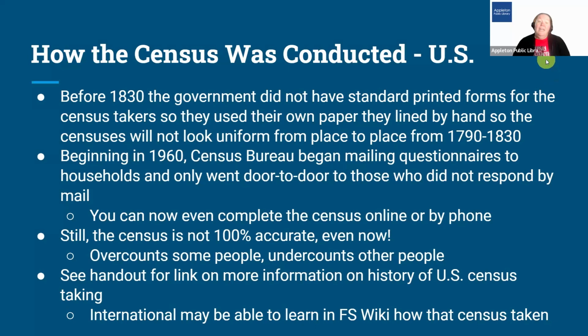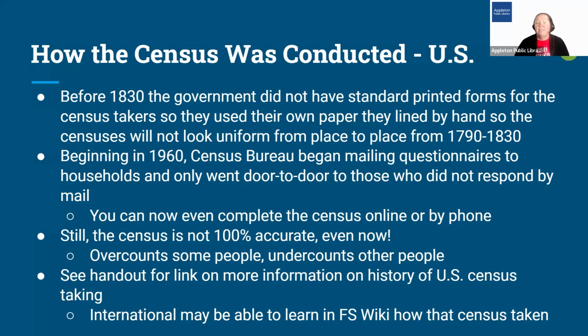Keep in mind, before 1830, the government did not have any standard printed forms for the census. So they used their own paper, which they lined by hand. So the census is not going to look the same from place to place when you're looking at those very early censuses from 1790 to 1830.